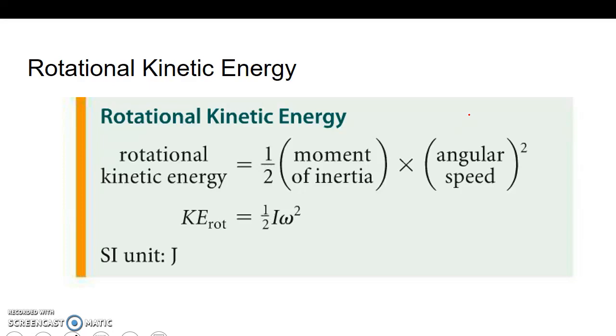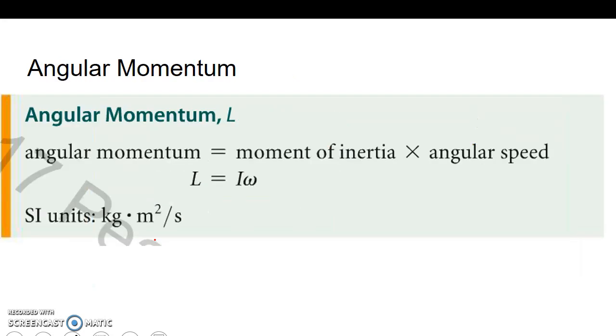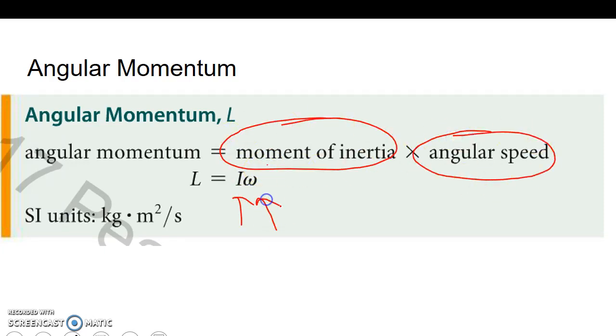Okay, other equations that could come up, rotational kinetic energy, again, very similar to kinetic energy we saw when we talk about straight line objects. It is 1/2 moment of inertia times the angular speed squared, still joules as our units. Angular momentum, again, mass times speed. We got moment of inertia, I, times the angular speed, okay? Units, same as we saw with momentum before. So angular momentum and rotational kinetic energy, two of the same.